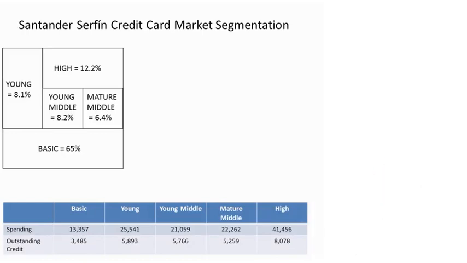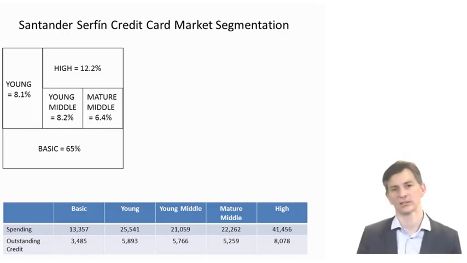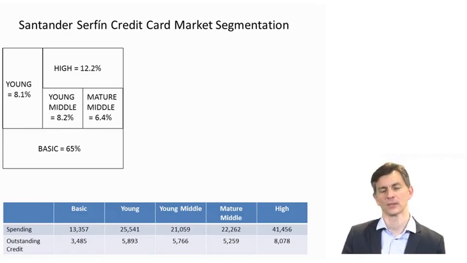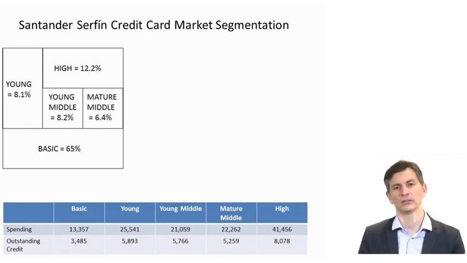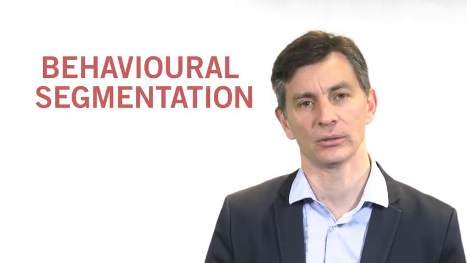What sort of segmentation criteria or segmentation basis would you be using if you had instead had to come up with different customer groups based on spending and outstanding credit portfolio? Correct. This will be a clear reflection of how customers behave with their credit cards. This will be a behavioral segmentation.